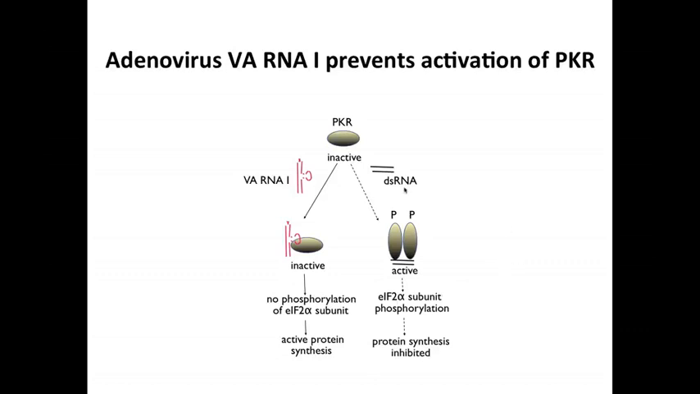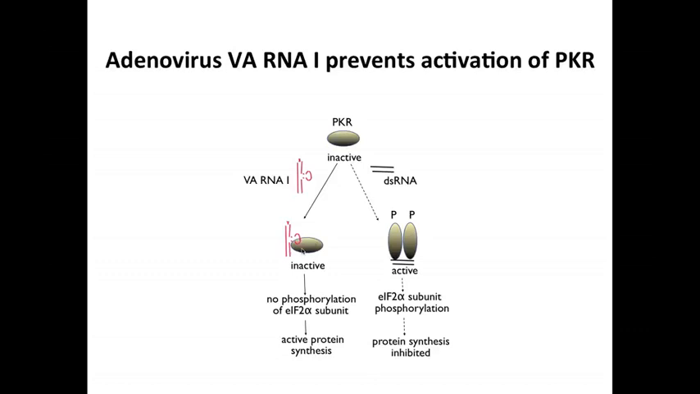So here is an example from adenovirus. Adenoviruses make double-stranded RNA during their replication, and this potentially could activate PKR by allowing PKR molecules to bind to the RNA and phosphorylate each other. The virus also makes a short double-stranded RNA called VA RNA I. This does not encode any proteins. Rather, what it does, it is very short and therefore can only bind a single molecule of PKR.